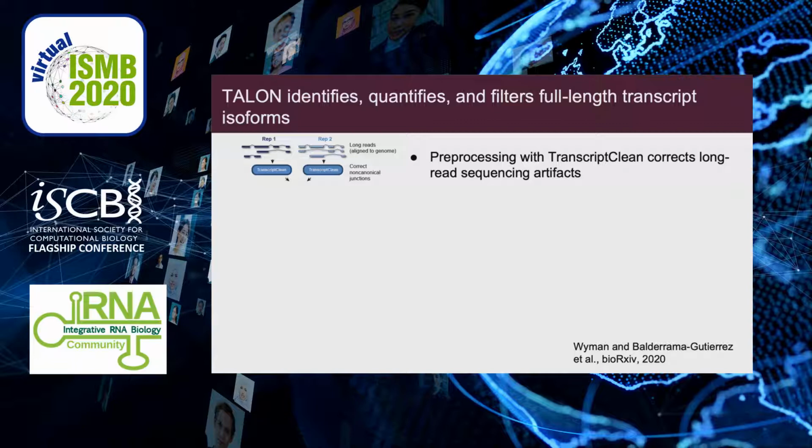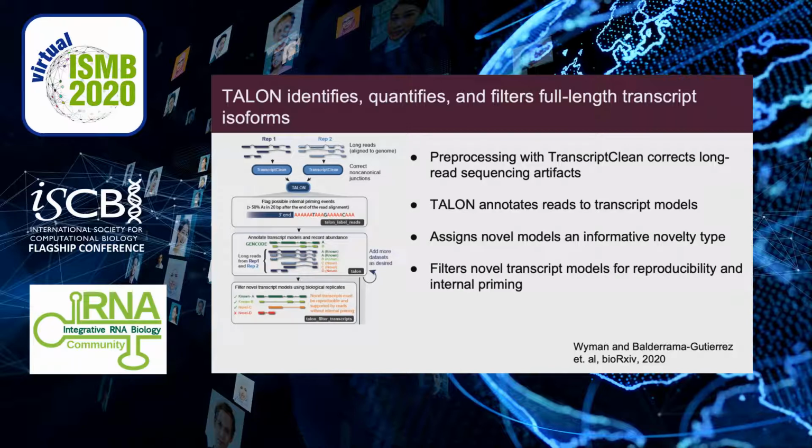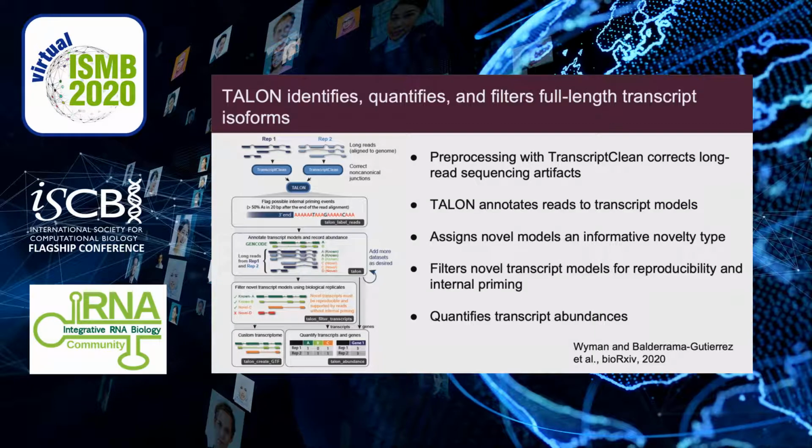First, common long-read sequencing artifacts such as microindels are corrected with TranscriptClean. TALON then assigns each read a transcript identity. Models that are found to be novel are given a novelty category, which I will describe in a moment. TALON then filters novel transcript models for those that are highly reproducible across replicates and for those that do not exhibit internal priming. Finally, TALON provides transcriptomes for each input dataset along with transcript-level quantification information.